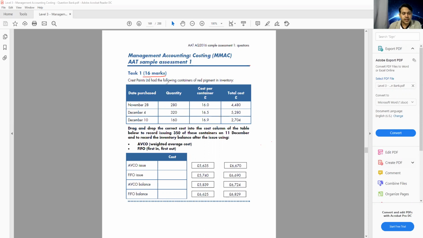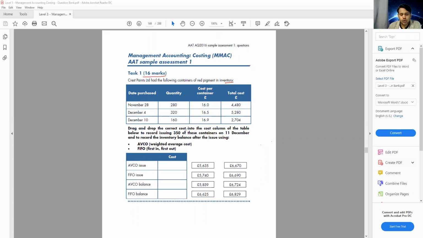Crest Paint Limited had the following container of red pigment in inventory. Date of purchase. So we have all the dates. That is our purchase date. Then the quantity. We have all the quantities here. And after that we have cost per container. This is the cost per container. And the total cost.